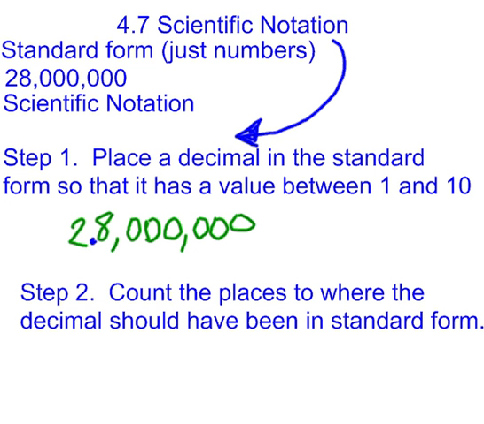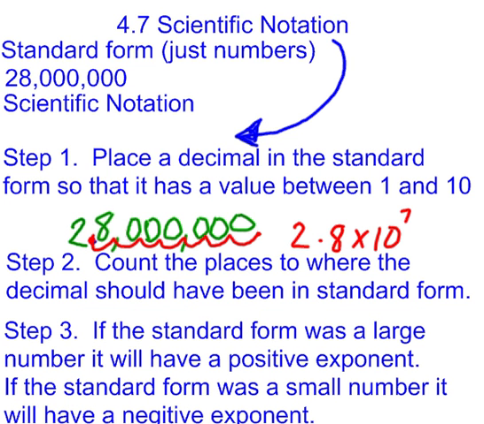Step 2 asks us to count the places to where the decimal should have been in standard form. So if I look here, I'm going to go from where the decimal is now that I placed it to where it should have been, and it should have been here at the end. So we're talking 1, 2, 3, 4, 5, 6, 7. So this would be 2.8 times 10 to the 7th.